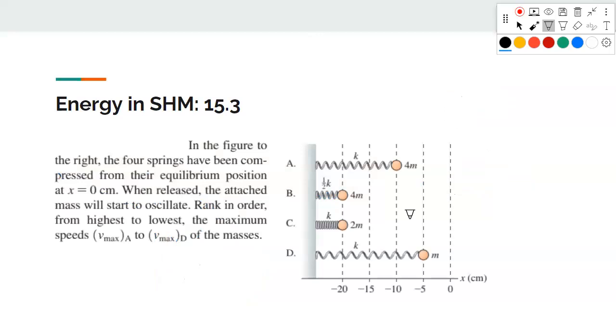Okay, so let's do an example problem. In the figure to the right, the 4 springs have been compressed from their equilibrium positions at x equals 0. When released, the attached mass will start to oscillate. So this is right before we release them, these are their positions. Rank in order from highest to lowest the maximum speeds of the masses. Okay, so remember the maximum speed, v max, is A times omega. And what was omega for a spring?